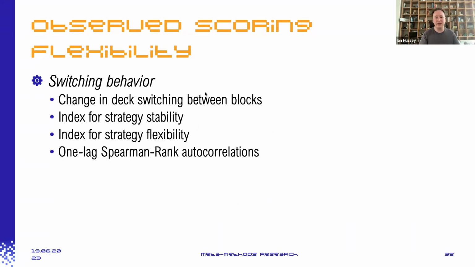You can also score the data using switching behavior, of which we observed a number of quite heterogeneous and particularly bespoke methods, like change in deck switching between blocks, or what was described as an index for the stability of strategy or switching strategy, or the flexibility of it, and also in autocorrelations within participant in their switching behavior between decks.